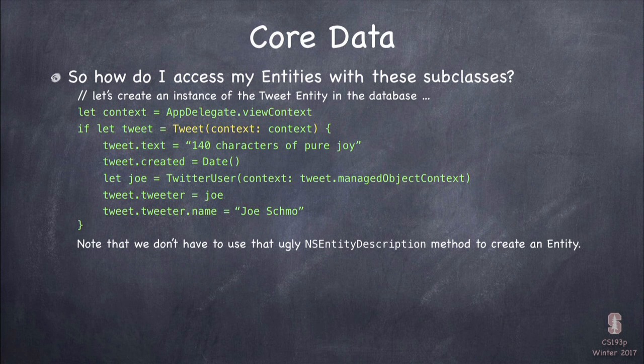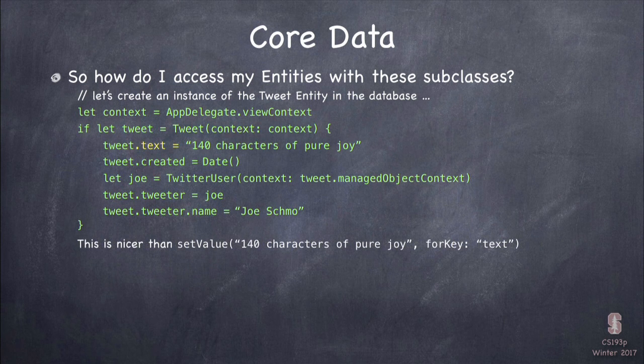The first thing is to create a tweet. We don't have to do NS entity description, entity, insert entity for name into context or whatever that huge, long, terrible thing was. We can just say tweet, parentheses, context. You just say what context, which means what database you want the tweet put in, and it creates a new tweet. Just use a normal initializer for a new thing. That's one of the coolest features right there, not having to use an NS entity description thing. You will not have to do that.